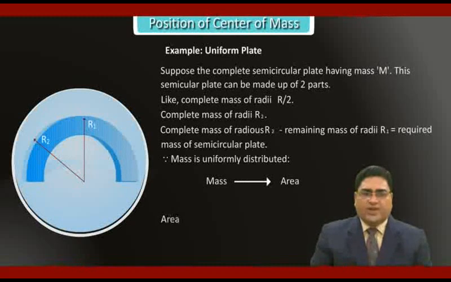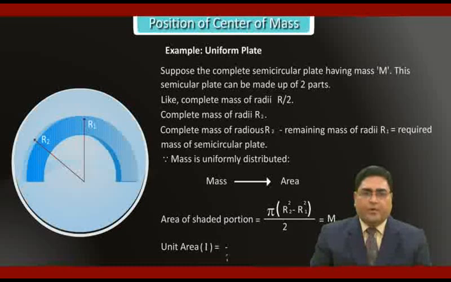The area of the shaded portion will be equal to pi into R2 square minus R1 square upon 2. This pi into R2 square minus R1 square upon 2 corresponds to M. So unit area corresponds to 2M upon pi into R2 square minus R1 square.